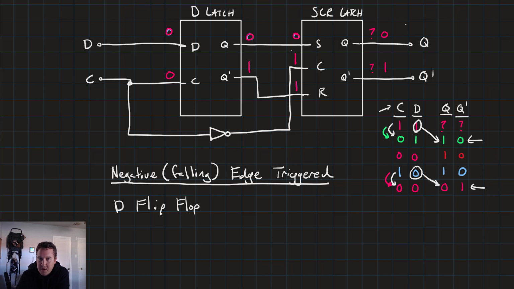of whatever Q is. So basically, D is the bit we want to store, Q is the stored bit, and the update happens on the falling edge of the control signal, whenever the control signal goes from 1 to 0. So that's a negative edge triggered D flip-flop.